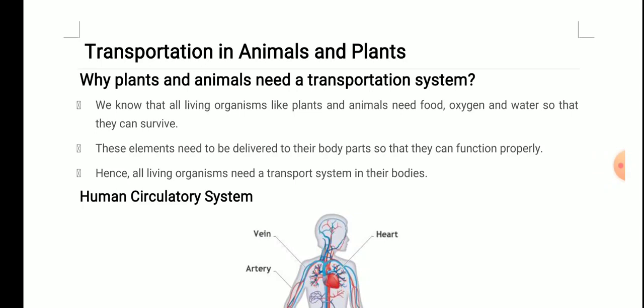Why do plants and animals need a transportation system? We know that all living organisms like plants and animals need food, oxygen, and water so that they can survive. These elements need to be delivered to their body parts so that they can function properly. Hence, all living organisms need a transport system in their bodies.